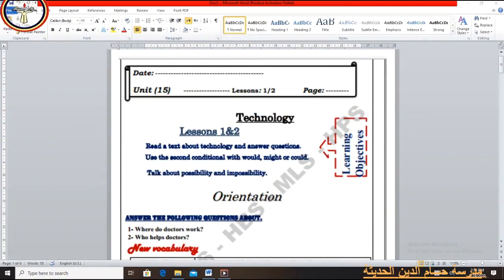Its title is Technology. We will speak about lessons 1 and 2 and its objectives are: read a text about technology and answer some questions. Use the second conditional with would, might or could. Talk about possibility and impossibility.